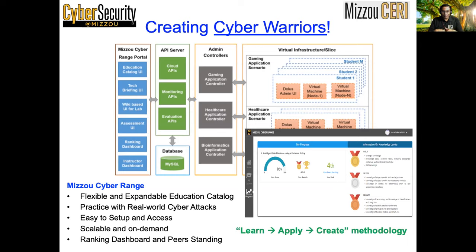So the TA doesn't have to set up a lot of infrastructure or do a lot of backend work. It's all automated. It's flexible. We can add. So this semester, we added a financial technology infrastructure. We added a new kind of healthcare infrastructure. And we can actually practice real cyber world attacks in this infrastructure, do both the red team and blue team, or attack and defense kind of things.